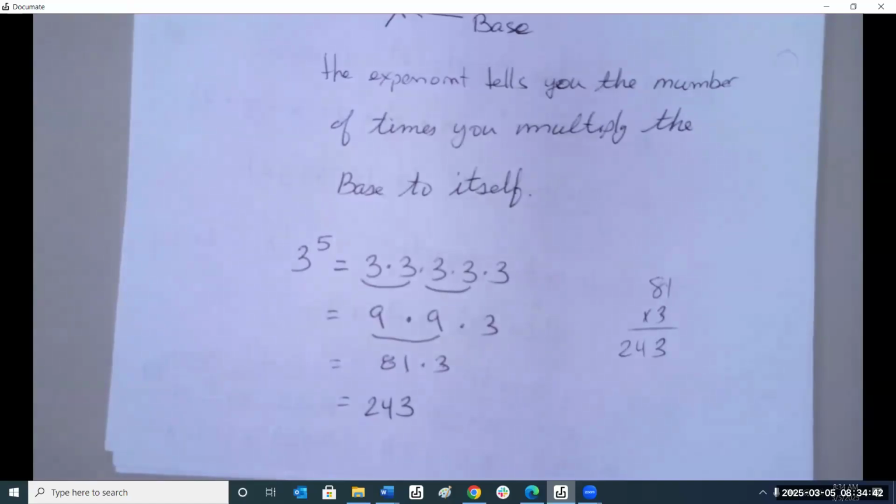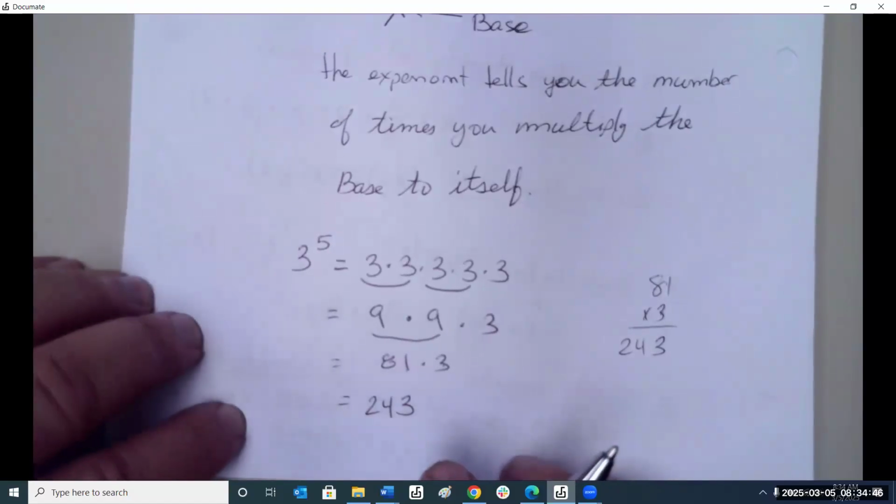We're building up to getting into larger numbers. Oh, I forgot to tell you one thing before we get to properties of exponents.